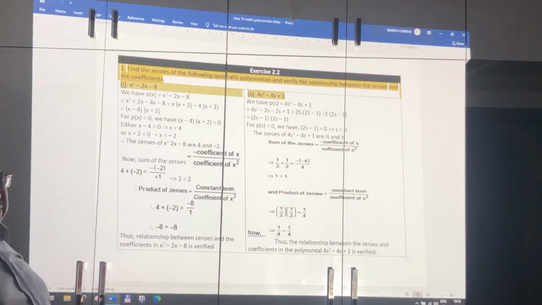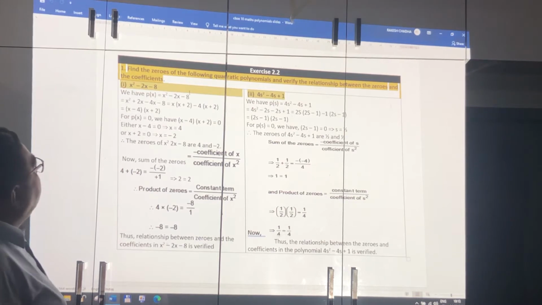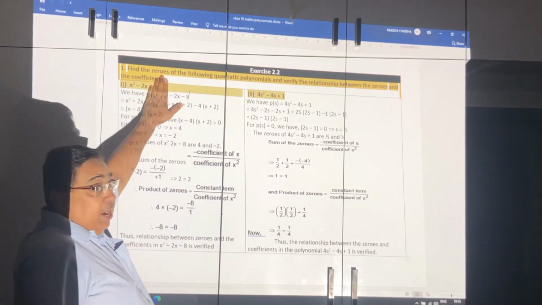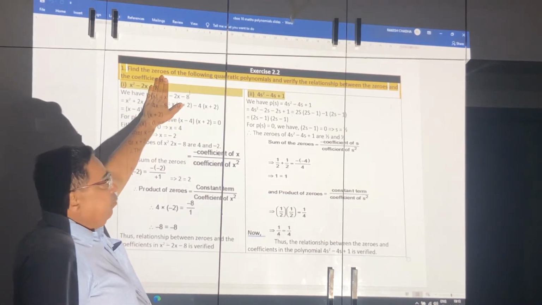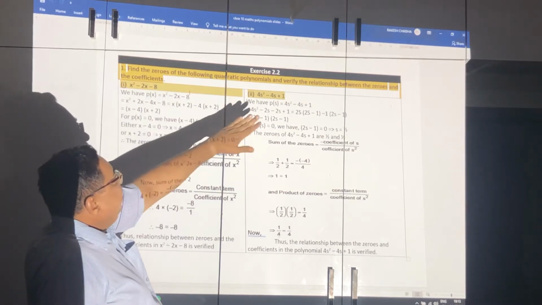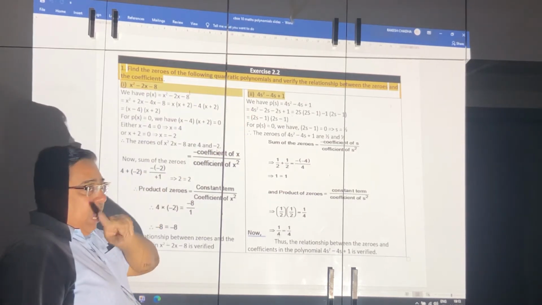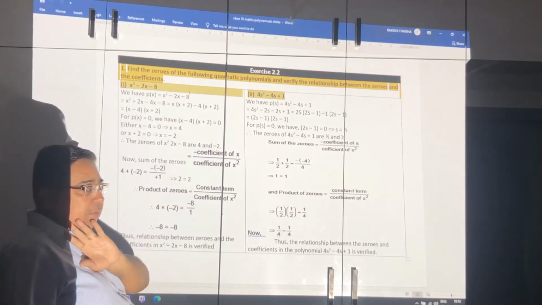Let's see the next six. That was just graph and explanation. We will start the sums. Find the zeros. Zeros again, I tell you, means the answers of the equation. What is the value of x? And verify the relation. Relation is alpha plus beta, alpha multiplied by beta.